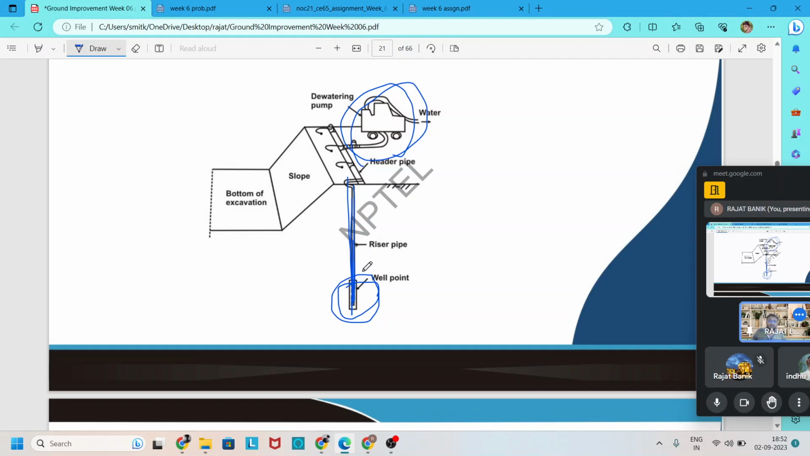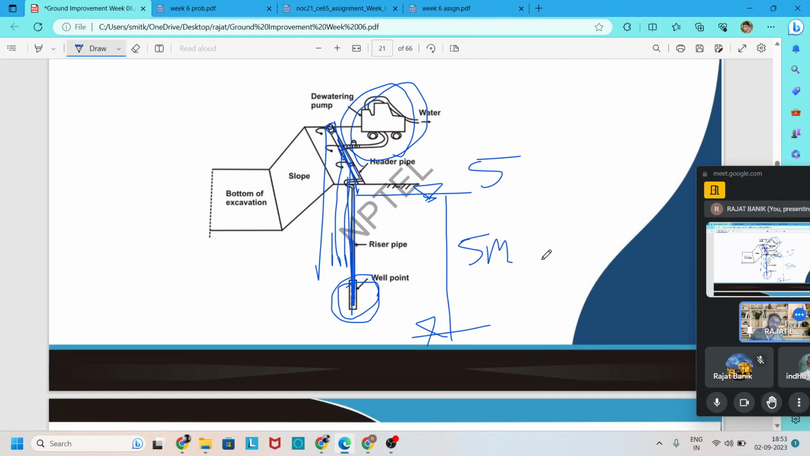And these well points are arranged in a line. That means here one point like that, here also one point, and here also, on a single line. This is for a first stage or single stage. This well point reduces the groundwater table by up to 5 meters. That means if the groundwater table is present here, it may be reduced by only 5 meters, so this height is 5 meters only.